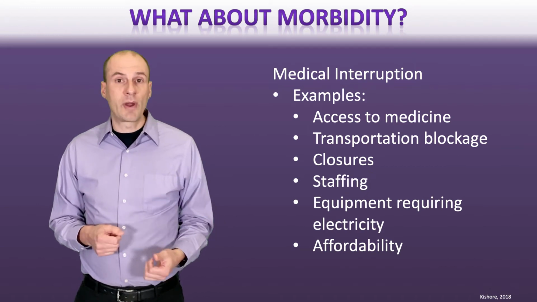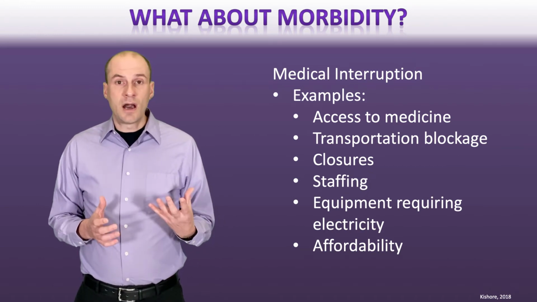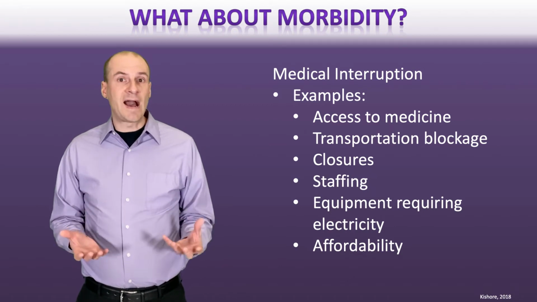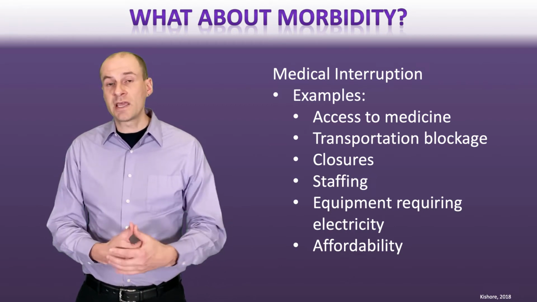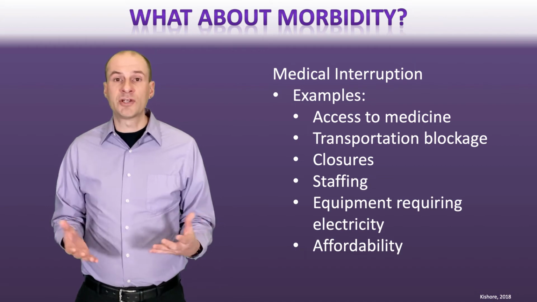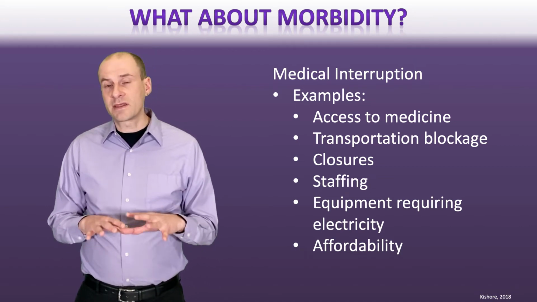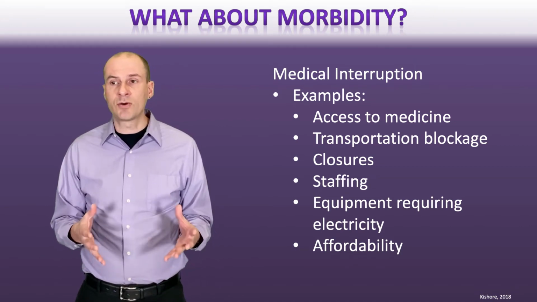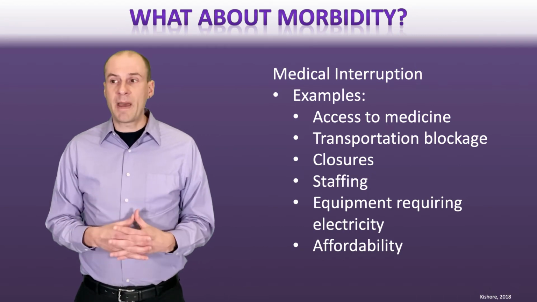And then we have the range of equipment that requires electricity. And then in these disasters, do people have access to funds that they need to actually get the care that they need is another major question. So there's a lot of different things to think about in medical healthcare systems about what types of impacts you might see.